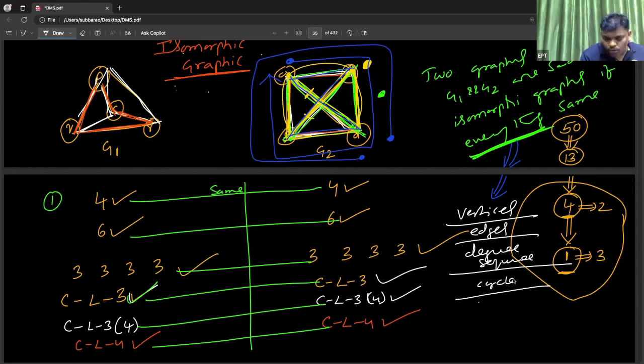Both should have cycles. Next, let me write: the number of cycles is the same, the length of the cycle is the same, and so on.